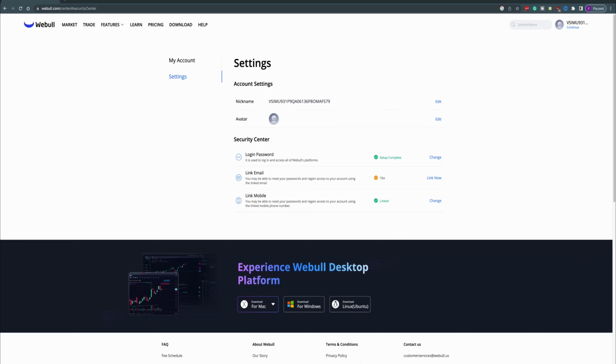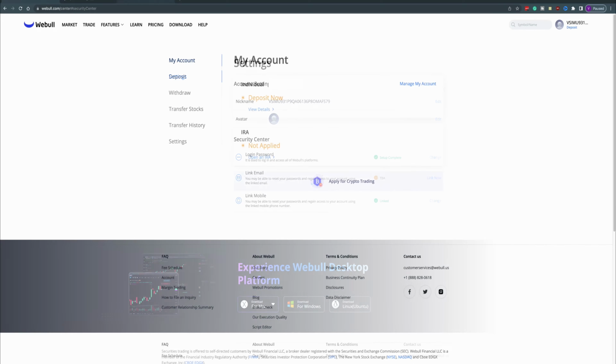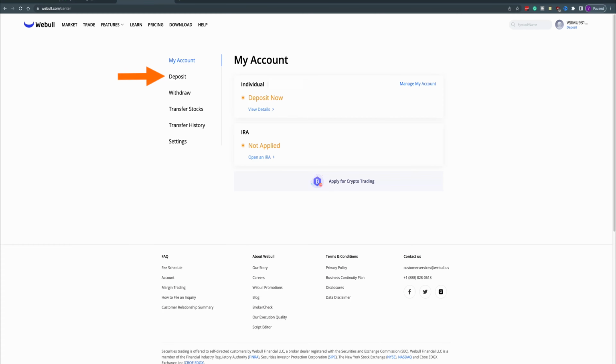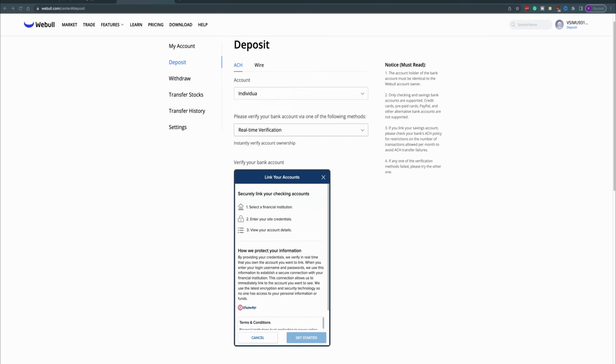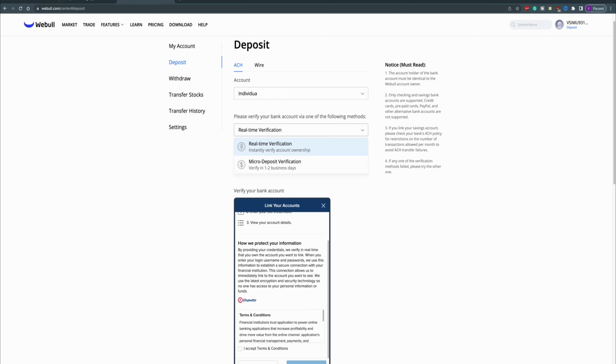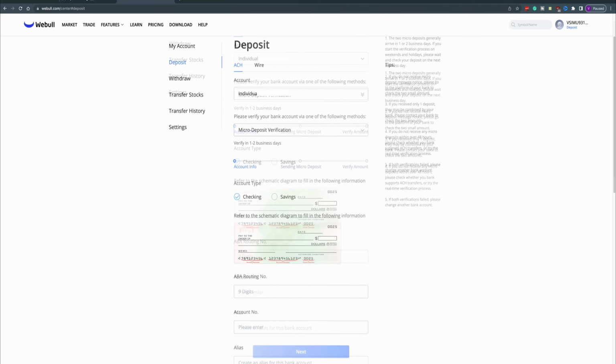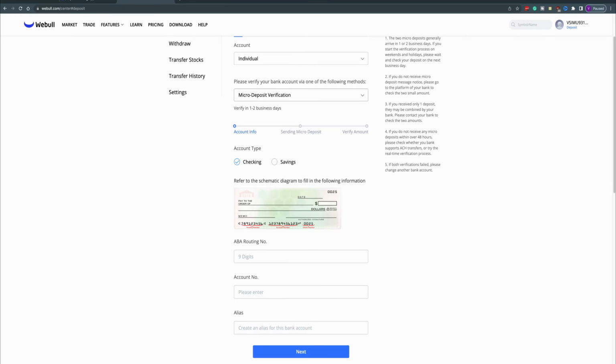Once your account is approved, you can go ahead and deposit funds to it, so you can claim your free shares. To do that, click Deposit and then you have the option to pick between real-time verification or micro-deposit verification. The real-time verification will ask you to connect to your bank account through Webull, resulting in an immediate verification, while the micro-deposit verification will require you to deposit 2 small amounts into your bank account. Then you will be asked what the amounts of these transactions were, and this will verify the account.